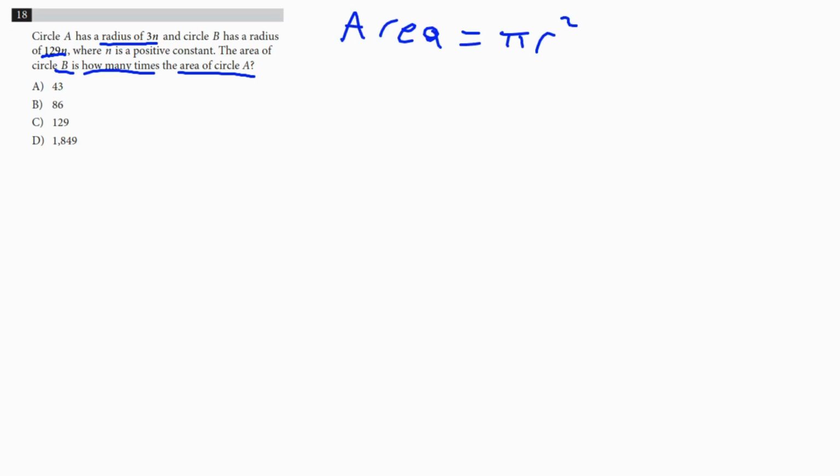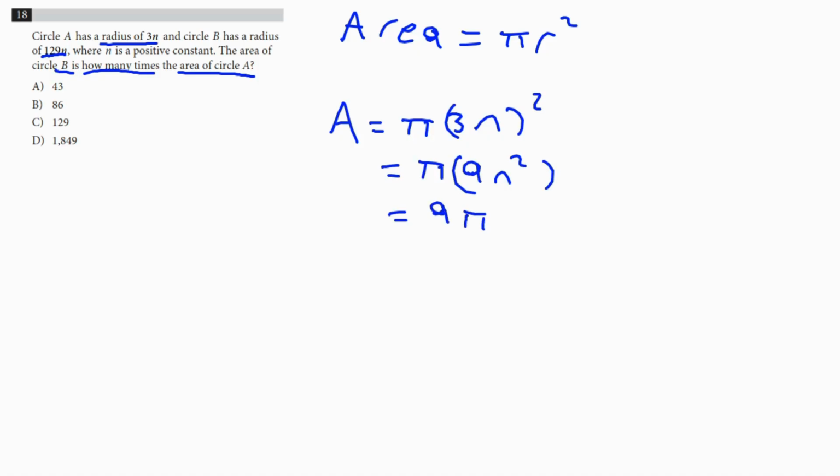So now I'm going to write the areas of A and B. If I write A, I'm going to represent its area as A. That's going to be equal to pi times 3n squared. So that's equal to pi times 9n squared. And then I'll just write that as 9 pi n squared.